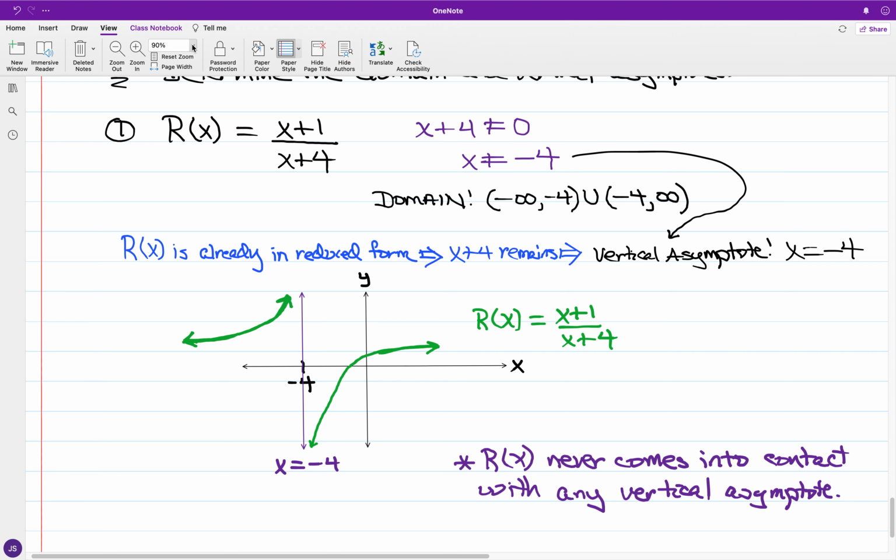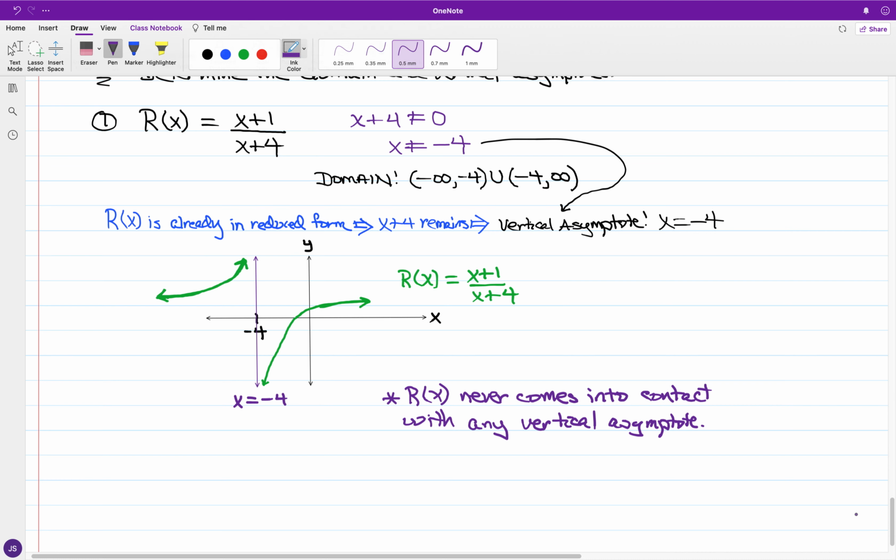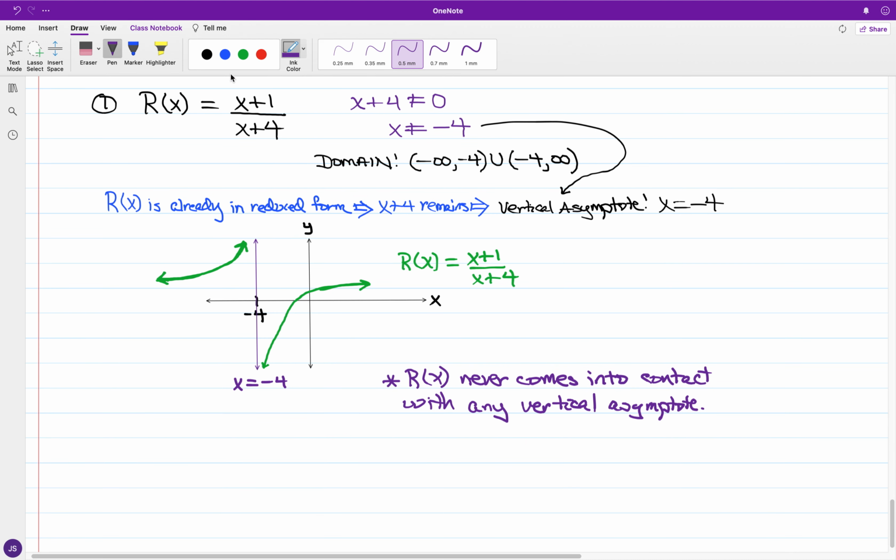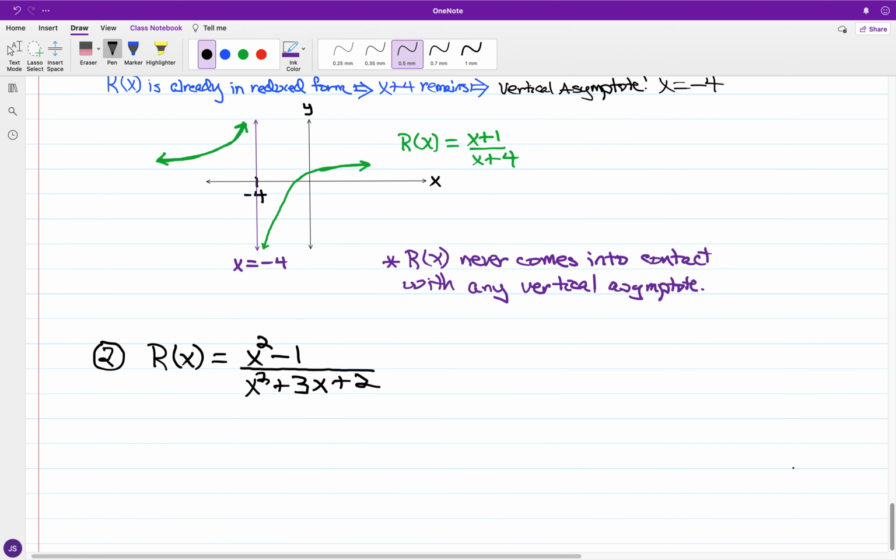Now for our next case. So this r of x was already in simplest terms. Let's say that we have a case where r of x is not as such. We'll say we have r of x is equal to x squared minus 1, and we'll say we have all over x squared plus 3x plus 2. So now this rational function is reducible.